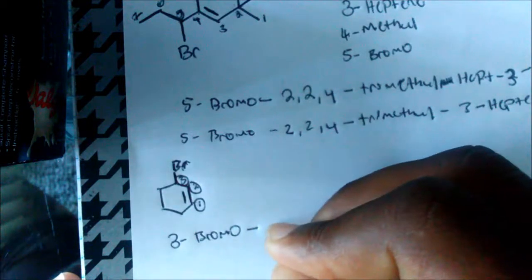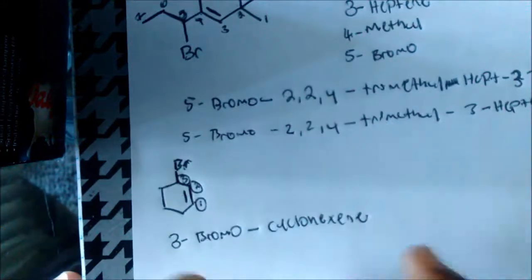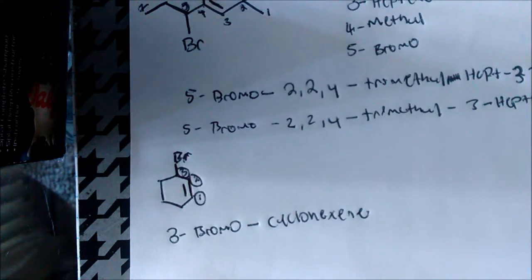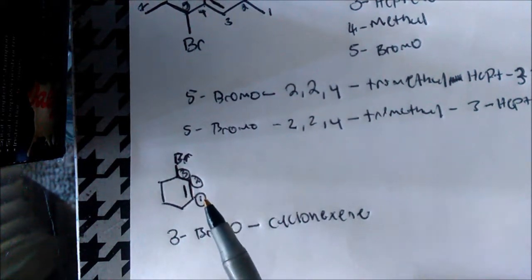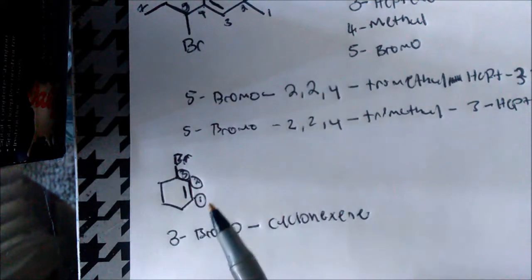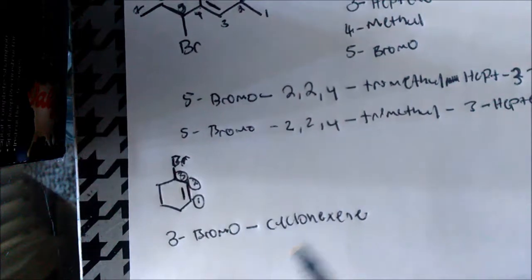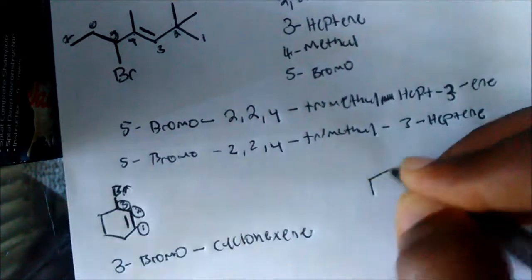So putting this molecule together, this would be 3-bromocyclohexene. Now notice I didn't put 1-cyclohexene. Again, it's kind of trivial because we always give the alkene bond number 1. We don't necessarily need to write 1-cyclohexene. And here's something not to do.